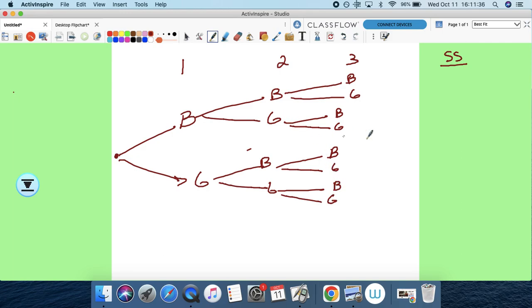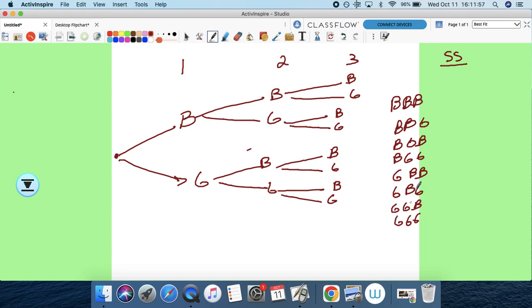So this is heads and tails, right? A coin, two different outcomes, and if we list them, the children could have been boy, boy, boy; boy, boy, girl; boy, girl, boy; boy, girl, girl; girl, boy, boy; girl, boy, girl; girl, girl, boy; girl, girl, girl. So out of them, the probability of them having three boys was 1 out of 8.